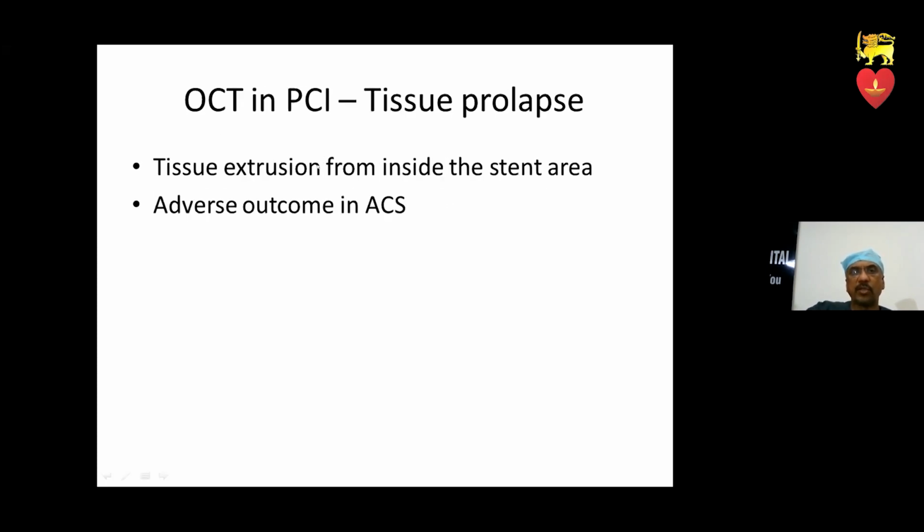What about tissue extrusion? Now, there's no data to tell us how much tissue extrusion is good, but what we can say is tissue extrusion is a feature of an adverse long-term outcome in patients with ACS.